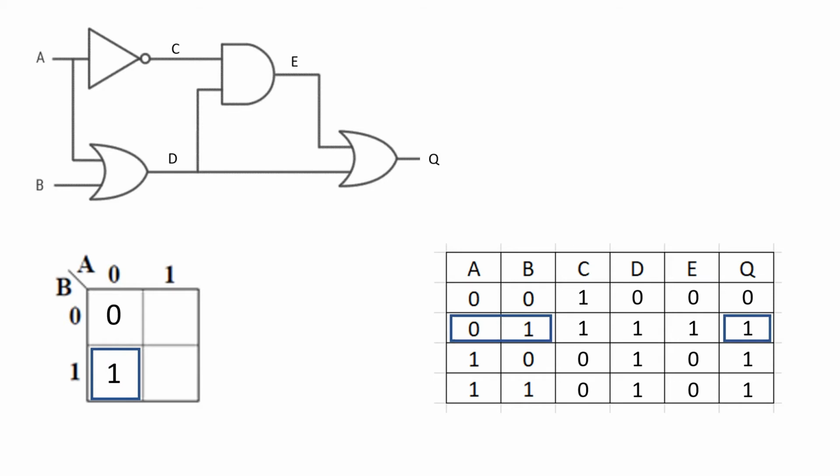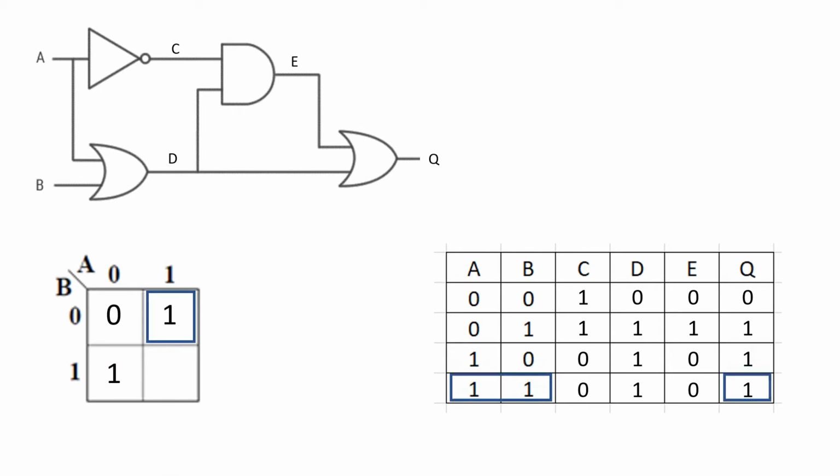The next one is A is 1, B is 0, which is here, we put a 1 in there. And then finally, when A is 1 and B is 1, which is this square here, we put a 1 in there. Now we have our Karnaugh map, but we're going to look at groupings.